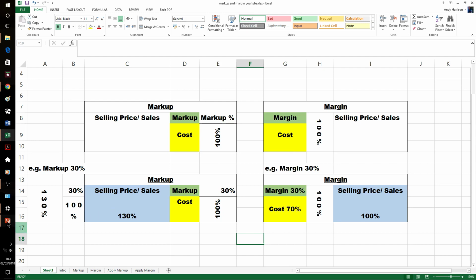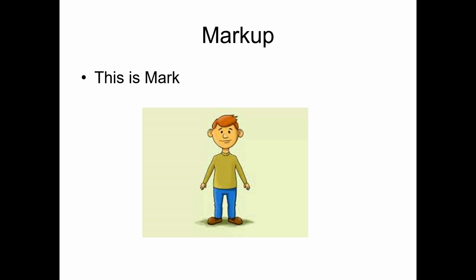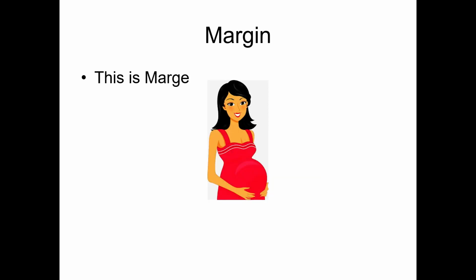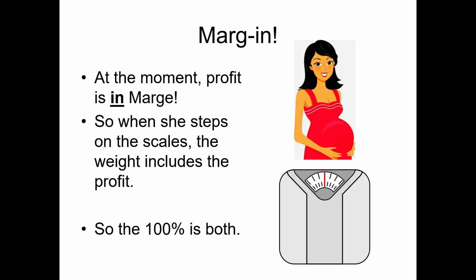Another way of remembering it, one of my slideshows I use, this is Mark. And this is Marge. Yes, she's pregnant. They're expecting baby profit. So at the moment, profit is in Marge. So when she steps on the scales, the weight includes baby profit. So 100% is both.